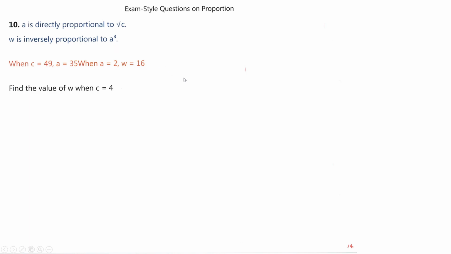So let's just set it out and see if we can pick some marks up. First of all, A is directly proportional to the square root of C. Have a mark. And we also know that W is inversely proportional to A cubed. 1 over, because it's inversely proportional to A cubed. Have a mark for that. Then A will be some number times the square root of C. This is what this means. Have a mark. And W will be some number divided by A cubed.